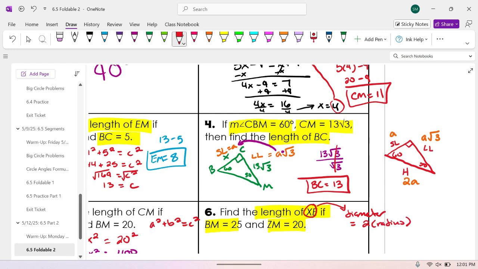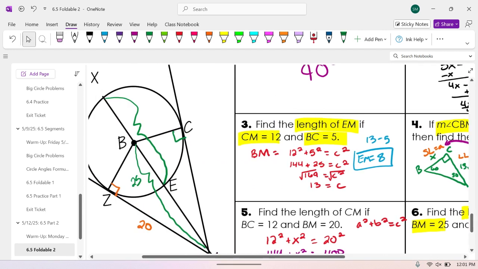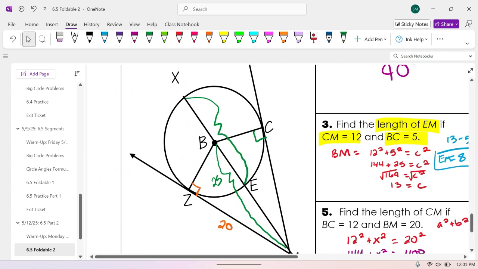Do I know how big the radius is? Yes, no, maybe. Given the information that they gave me, do I know what the radius is? Not from previous questions. So we don't quite know what the radius is yet, but we can find it. All we got is the hypotenuse of this triangle and one of the legs. We don't know what this radius is.